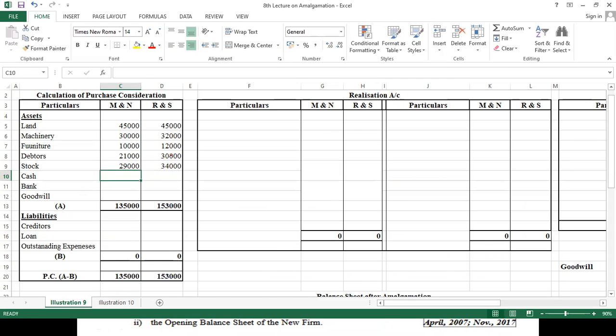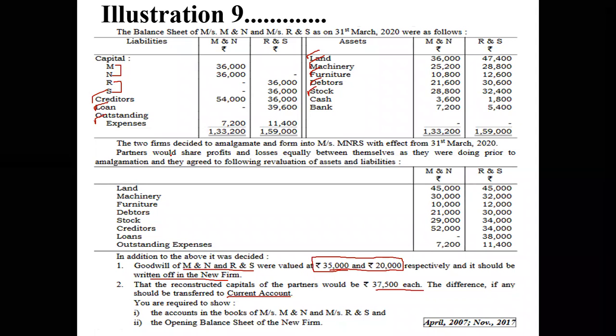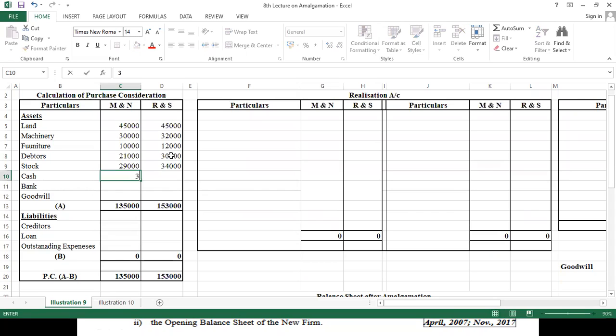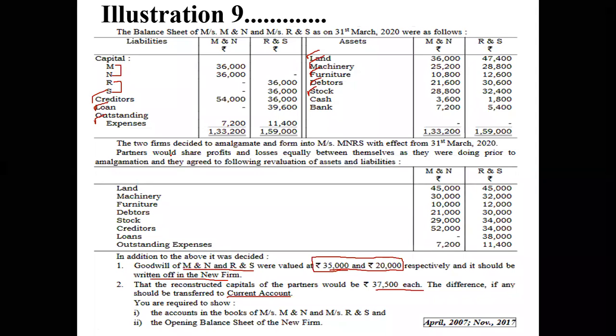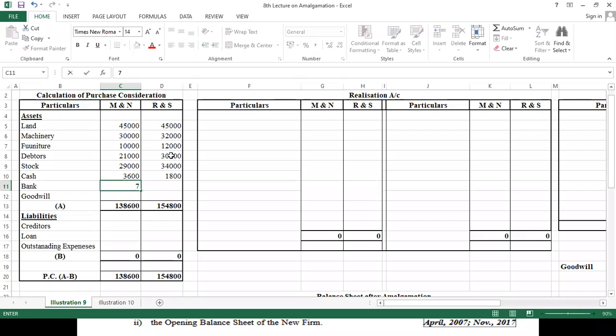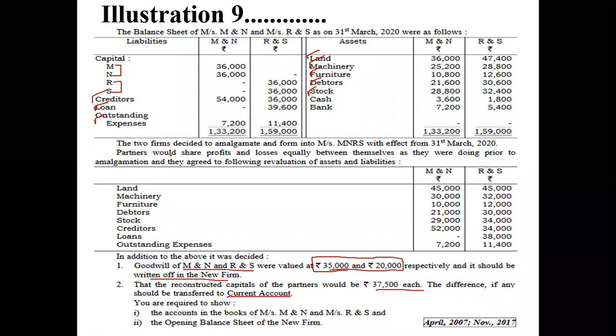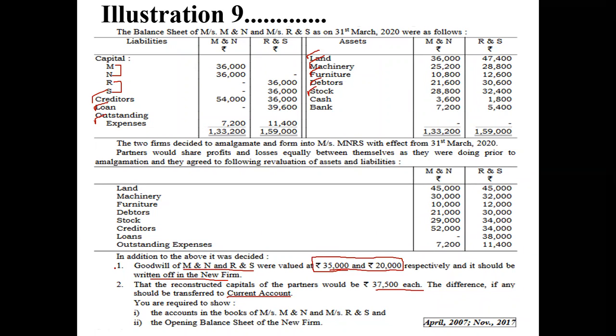34,000. Cash and bank value we will take from the balance sheet: 3,600 and 1,800. And as far as bank is concerned, it is 7,200 and 5,400. Okay, so we got the total of assets at market value, which is denoted by A. But before that, we also have to write goodwill. Goodwill is there in adjustment number 1. So we will do adjustment number 1. There are 2 points in adjustment number 1.